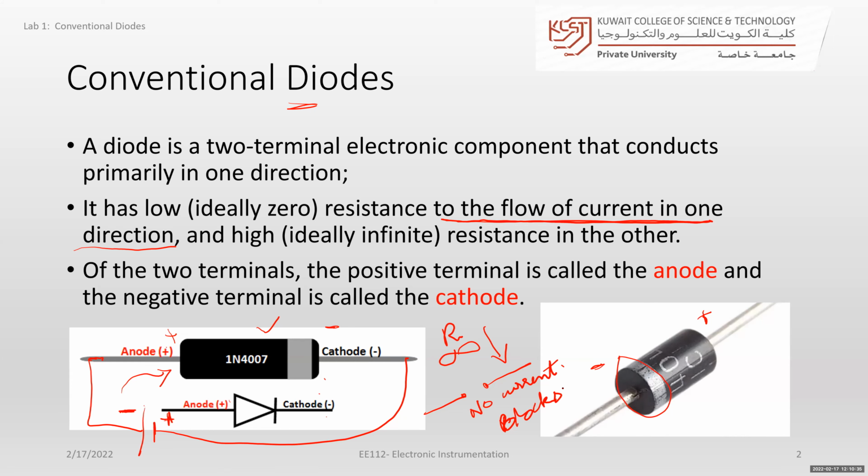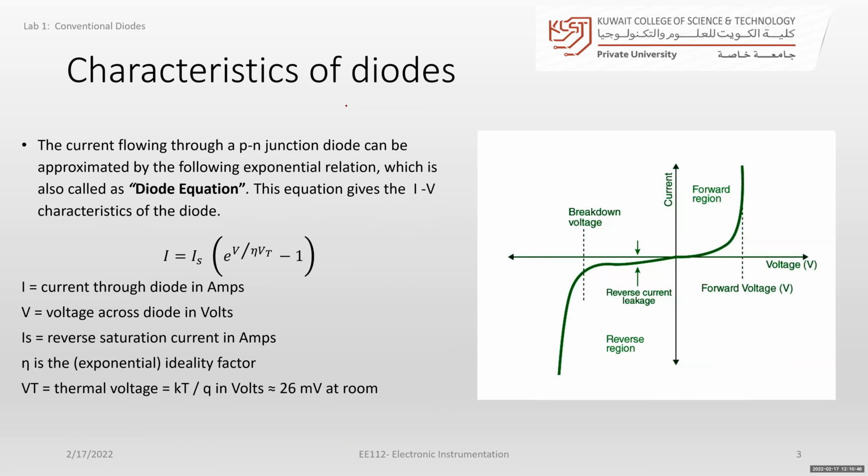Is it clear to all of you? So that is what a diode is, why it is made, and what its functionality is. Clear? Clear. Okay.